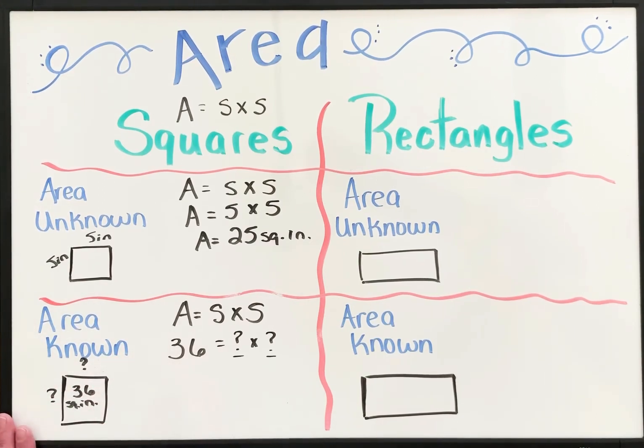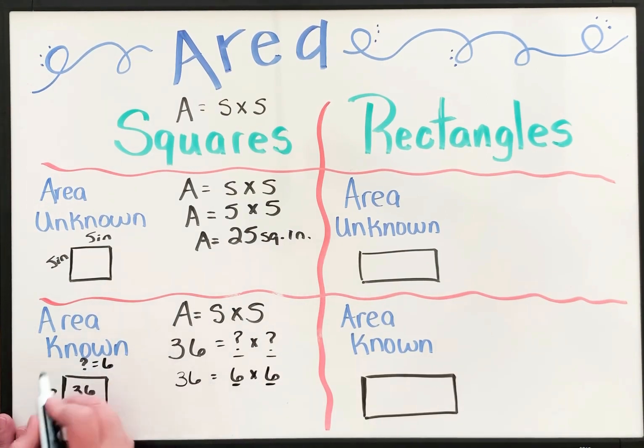So let's think to ourselves. Well, I know that 2 times 2 is 4, 3 times 3 is 9, 4 times 4 is 16, 5 times 5 is 25, 6 times 6 is 36. Oh, I just found it. 36 area is equal to 6 times 6. That is the length of my side.